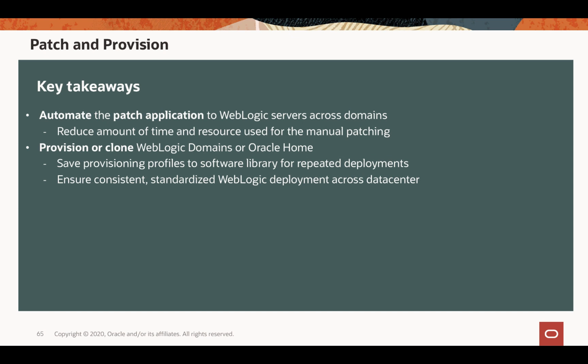Key takeaways for this section. You can automate the patch application to WebLogic servers across domains. That reduces the time and the amount of resources you may be using for manual patching. You can also provision or clone WebLogic domains or Oracle Home. You can save the provisioning profile to the software library for repeated deployments in the future. That ensures consistent and standardized deployment across the data center.